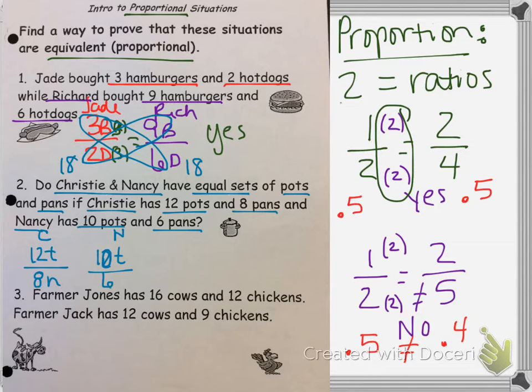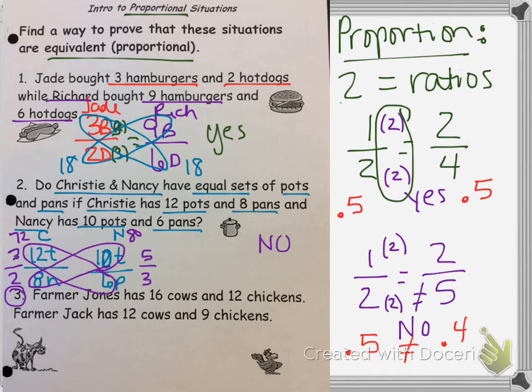pots and 6 pans. So this is a situation where we could simplify both of these ratios and see if they come out to be the same because there's not really a nice number. I know that 4 goes into 12 and 8. So 4 goes into 12 3 times. 4 goes into 8 twice. I know 10 and 6 is divisible by 2, 5/3. Well, I know that 3 over 2 is not the same as 5 over 3, so I know this is not proportional. We can also do our cross multiplying. 80, 6 times 12 is 72. So no, these are not proportional.